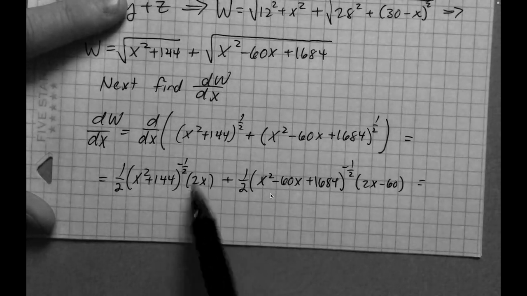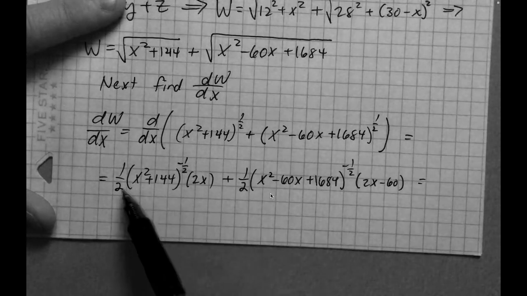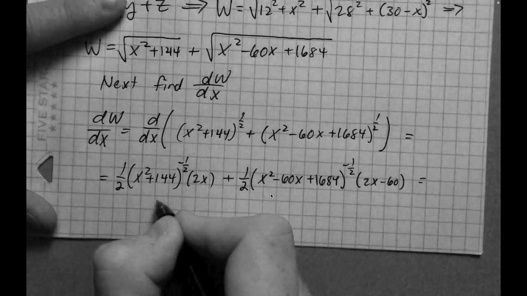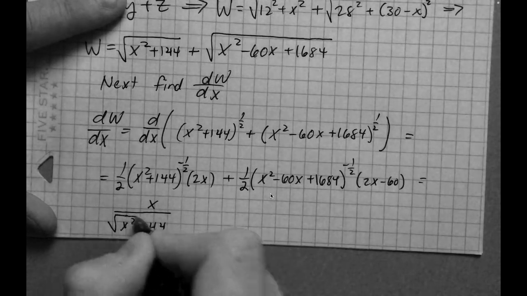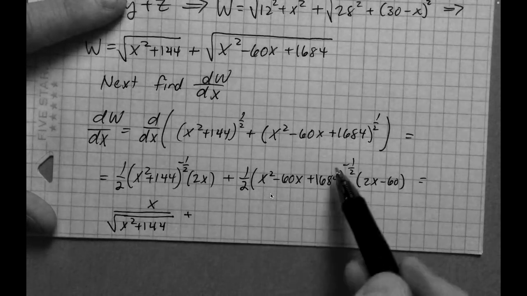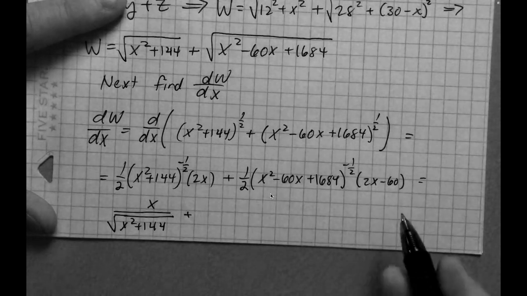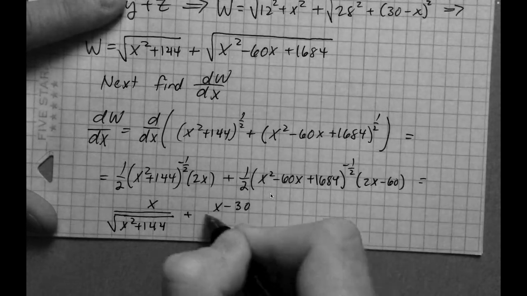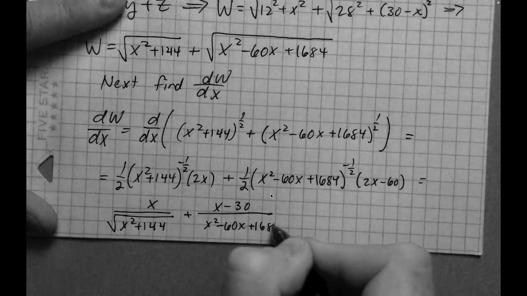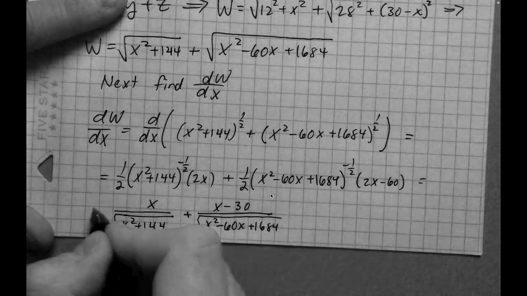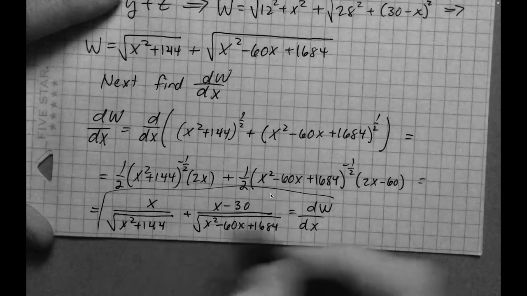And now, of course, we can clean this up a lot, right? So this piece here is to the -1/2 power, so that'll be in the denominator as a square root. The 2's will cancel. And so here I just get x over the square root of x squared plus 144. And then plus, now similarly here, this is all going to be in the denominator, and you've got a 2 that'll cancel here and here. So that's good. And so you'll have x minus 30 on top, and then the square root of x squared minus 60x plus 1684 on the bottom. Now this, of course, we'll just rewrite it here. This is dw dx. That's your derivative of w.